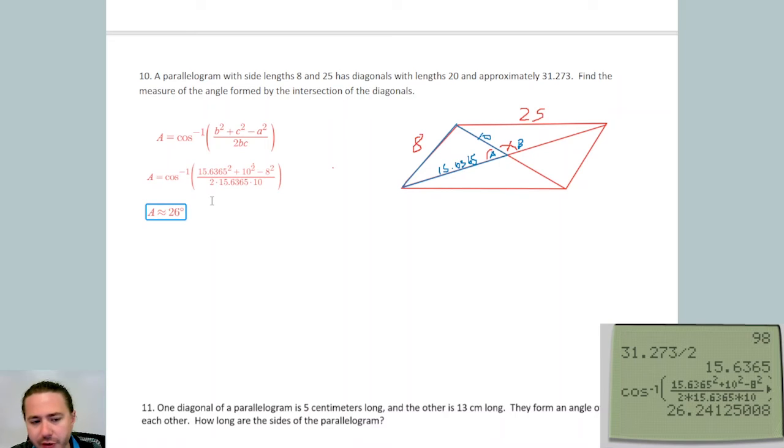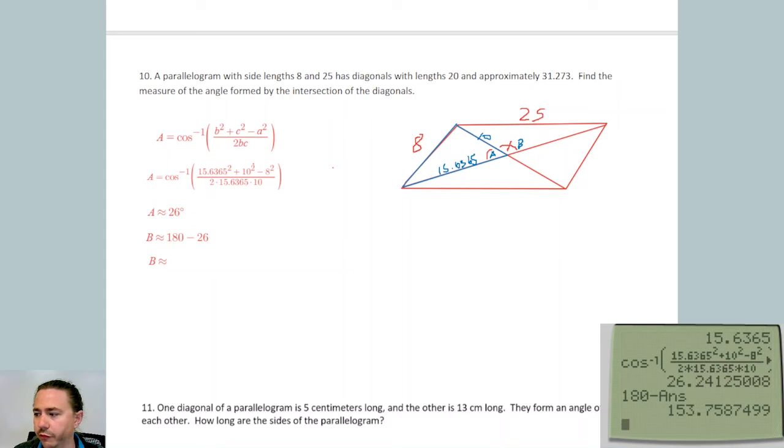So that means that the smaller angle is about 26, so the larger angle would be 180 minus 26, which would be about 154. Let me double check. Yes, it rounds to 154. Very good. We were expecting an obtuse angle there anyway. So we got our two angles. That's all there really is to it.